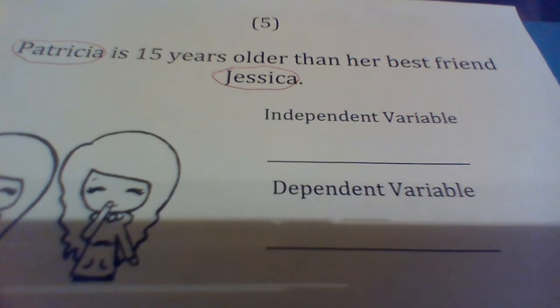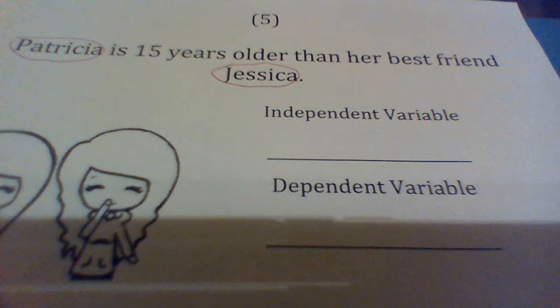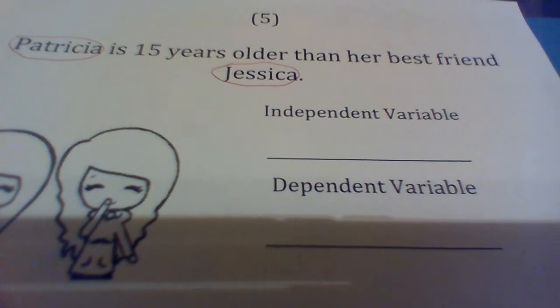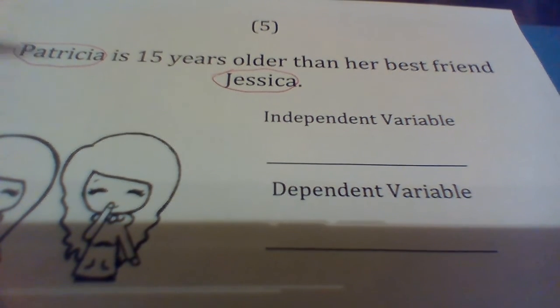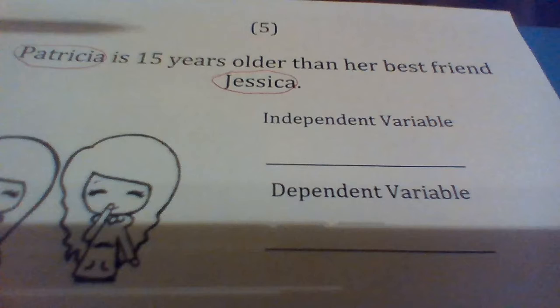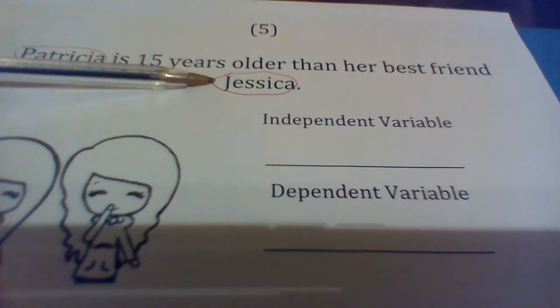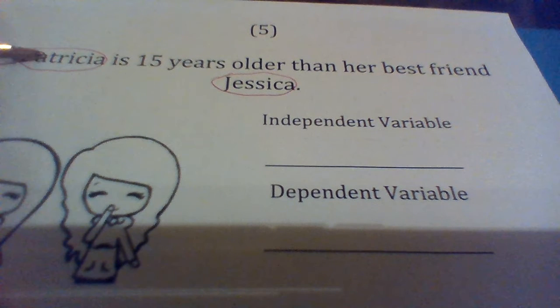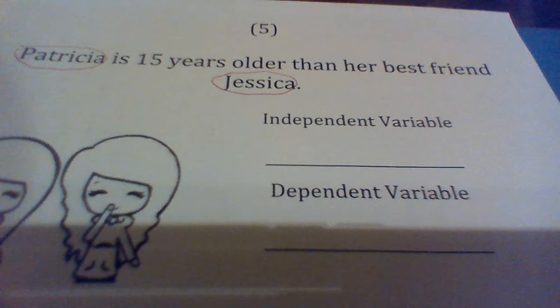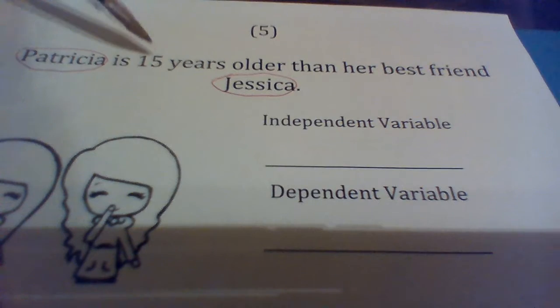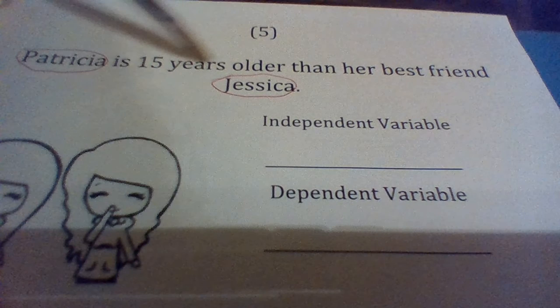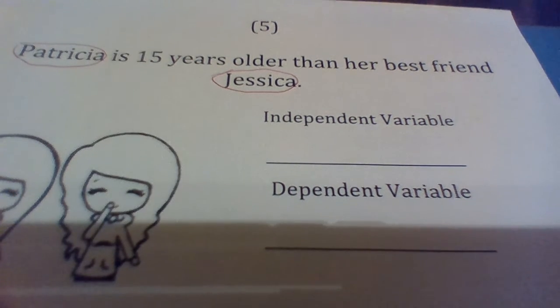Now this gets a little bit tricky because we have to look at the information they tell us. So we're talking about their ages. Now we have to take a look: does Jessica's age depend on Patricia's age, or does Patricia's age depend on Jessica's age? I want to point out something here. We're saying Patricia's age is 15 years older than her best friend. So that should be a little bit of a cue too.